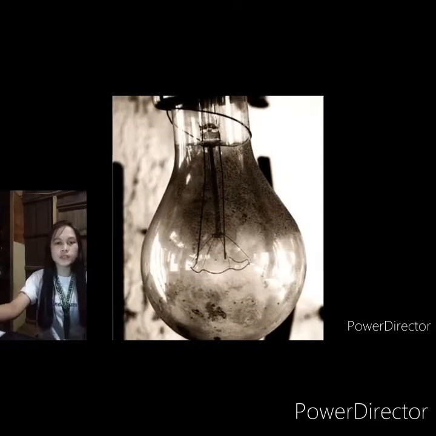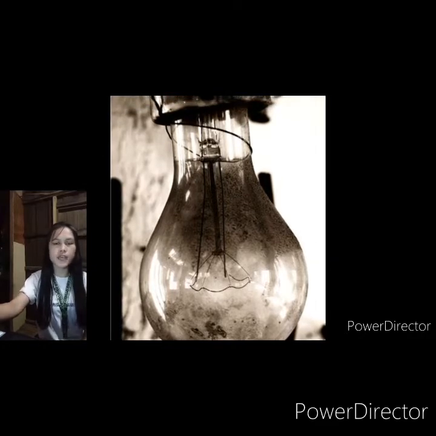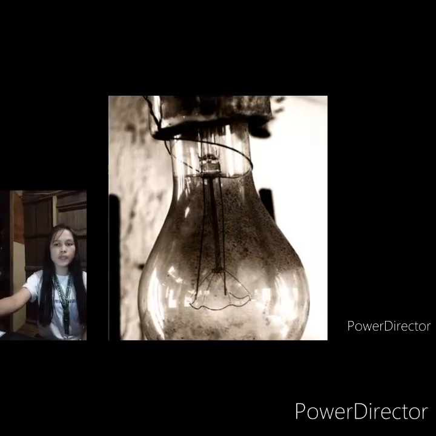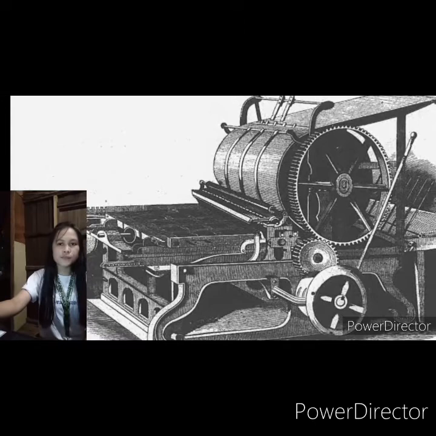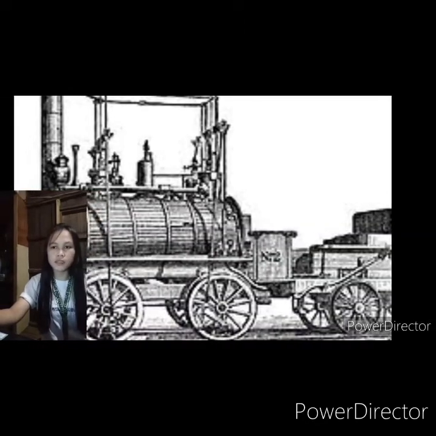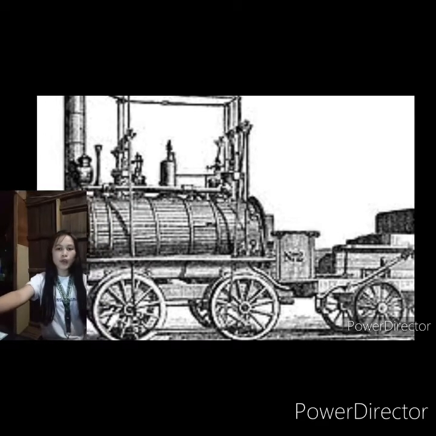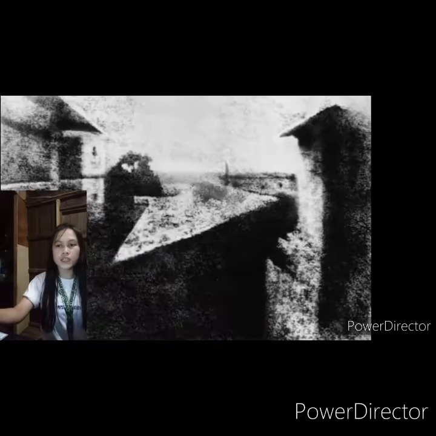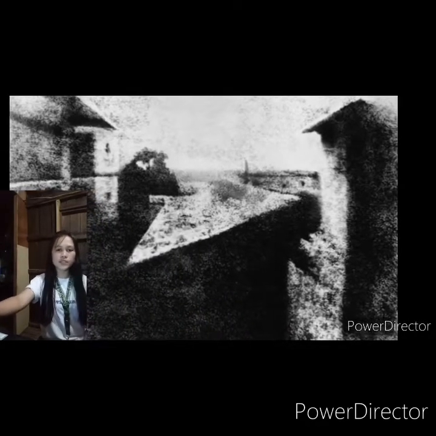There are some inventions in 1800. First, the first electric light was developed in 1809. Second, the printing press in 1810. Third, the steam locomotive in 1810. Fourth, the first photograph was taken in 1814 by a Frenchman.